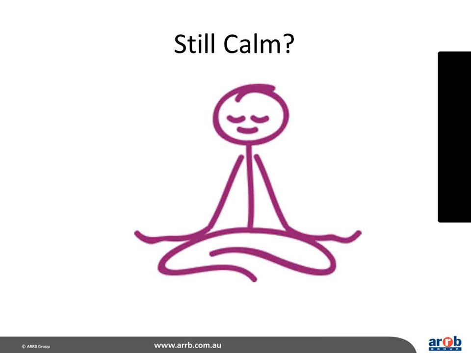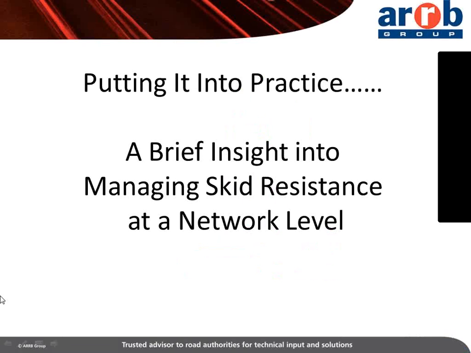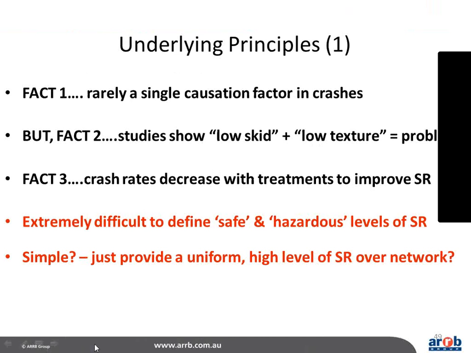I've got one section left, which is about measuring and managing a network for skids. So we better cover that off, and then we need to wrap up and provide some more information. The underlying principle that we use is based on a series of facts. The first fact is that there's rarely a single causation factor in crashes. There are always multi-factor events. The road surface alone isn't the only cause of crashes.